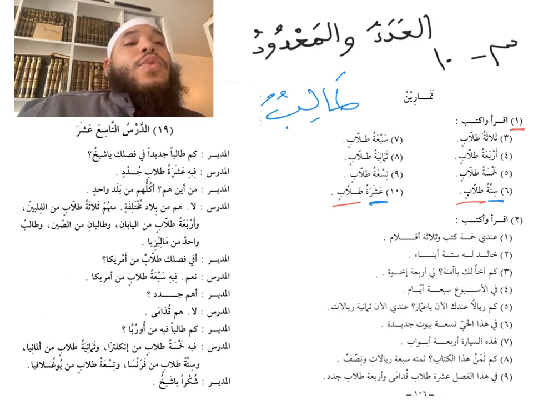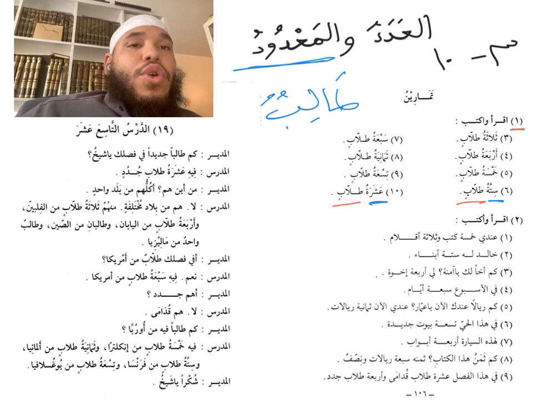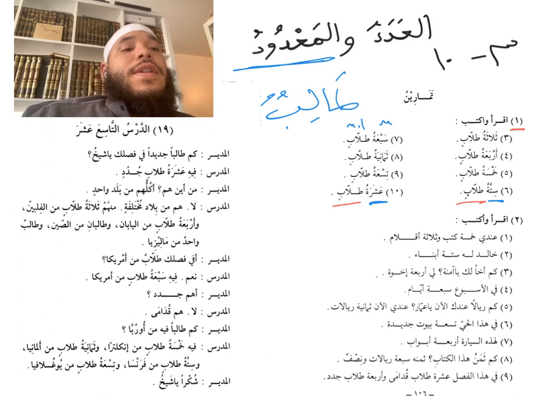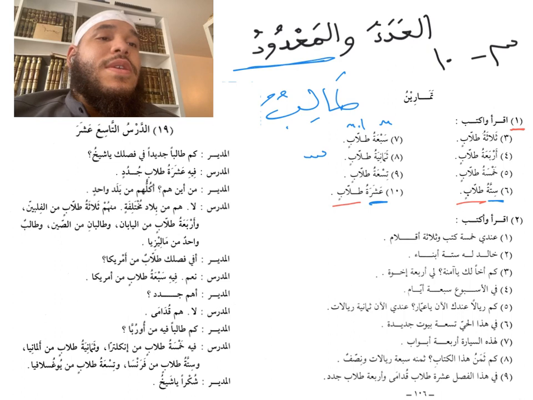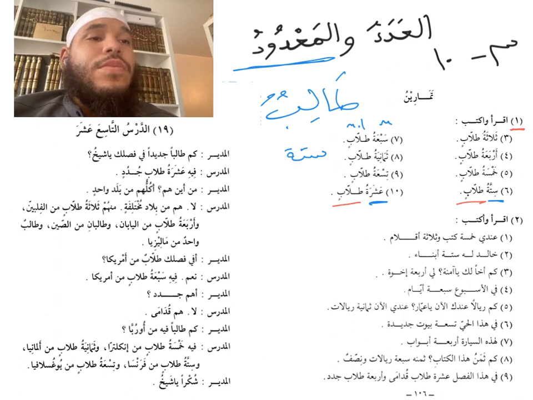Now we know that this is feminine. But with 3 to 10, what we are counting, the ma'dood, the thing that we are counting, has to be written in plural. So tulab is the plural of talib, and it also has to be mudaf ilayhi. That's why tulabin takes kasra. So if I just write, for example, sittatu tullabin.